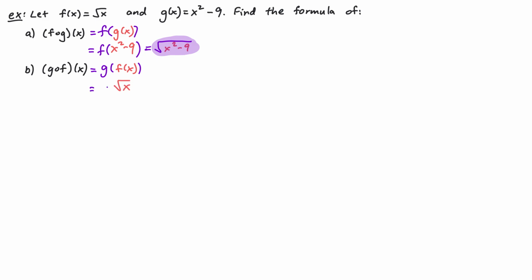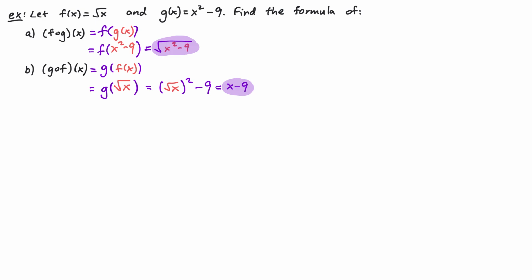And what we want to do is plug this into the g function. g of square root of x, to evaluate this, we want to take the formula for g of x and replace the x here with our new input. So g of square root of x would be square root of x squared minus 9. Now we can simplify this expression a little bit. The square root here and the square can cancel out, giving us just x minus 9. So this is the formula for the composition g composed with f of x.